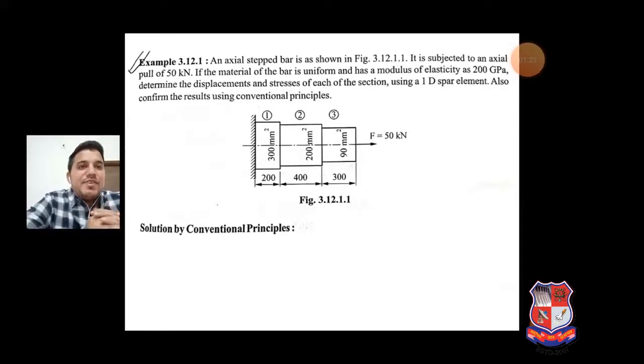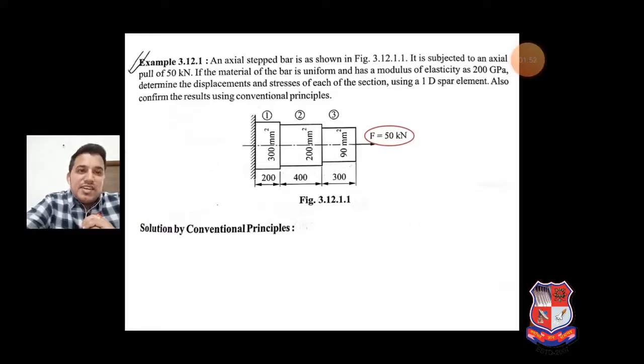An axial stepped bar is as shown in the figure. It is subjected to an axial pull of 50 kilonewton. So here we already marked the elements 1, 2 and 3, as well as indicated the force equal to 50 kilonewton. If the material of the bar is uniform and has a modulus of elasticity of 200 gigapascal, the same formulation is there. Determine the displacement and stress of each of the sections.